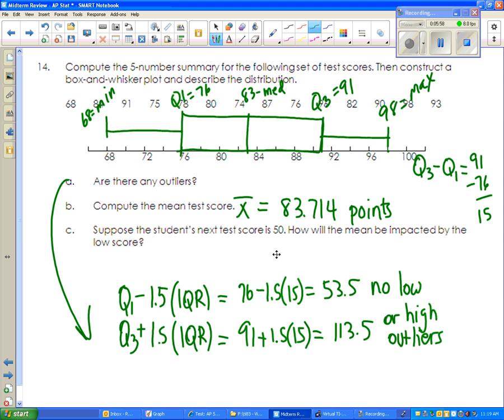Okay. The other question has to do with, suppose the next test score is a 50, how will the mean be impacted by the low score? So notice that the lowest score on the test so far is only a 68. So if I add another score and it's only a 50, that means it's going to drop the mean and make it lower. Similarly, if he were to get 100% on the next test, it would likely increase his score. Maybe not that much, but it would certainly increase his score.